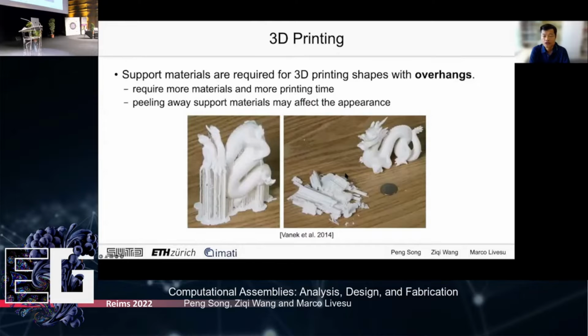One limitation of 3D printing is that it requires support materials for printing shapes with overhangs, which are highlighted in this dragon example. Supporting these overhangs will require not only more materials, but also more printing time. In addition, peeling away these support materials may affect the appearance of the final product.